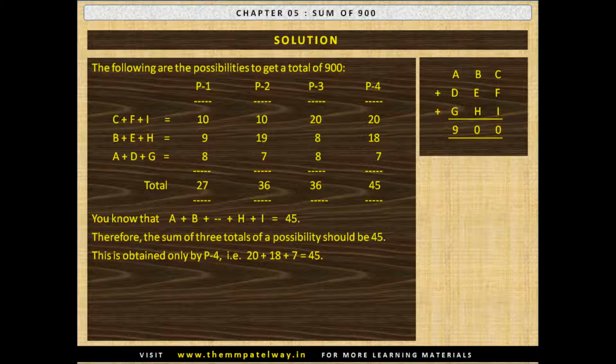This is obtained only by possibility 4, that is 20 plus 18 plus 7, which gives us a total of 45. That means the total of the unit column should be 20, the total of the 10th column should be 18, and the total of the 100 column should be 7. Therefore, C plus F plus I equals 20, B plus E plus H equals 18, and A plus D plus G equals 7.